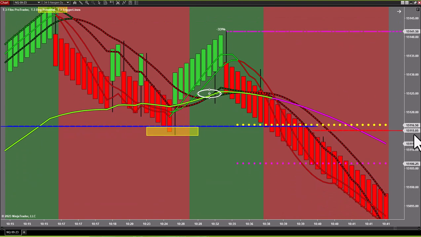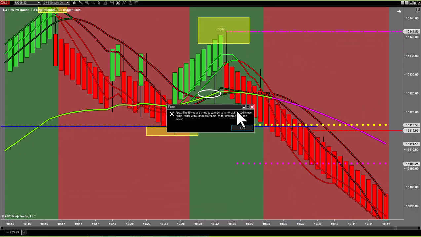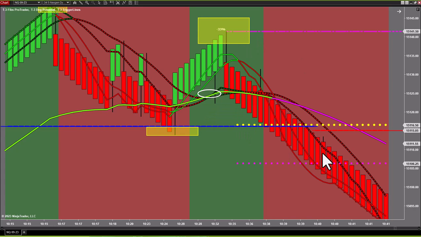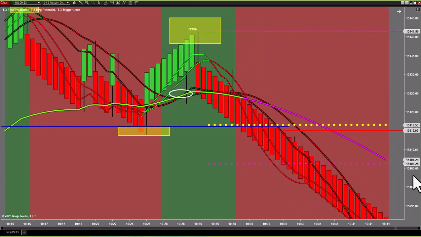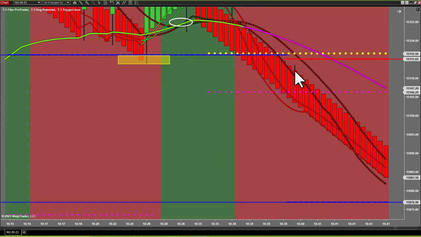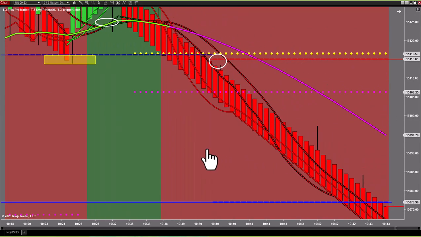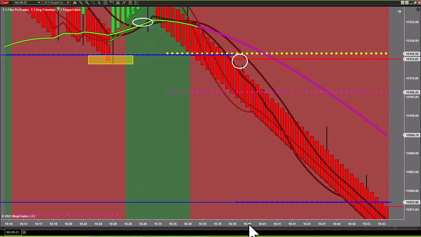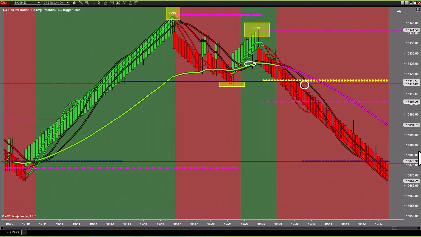Now I want you to see the reverse. If you have divergence and you break the fibs, look what we end up with. Short trade. And again, there was a little bit of money to be made on that short trade.